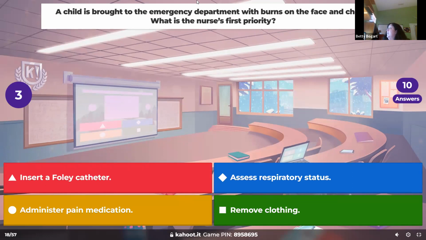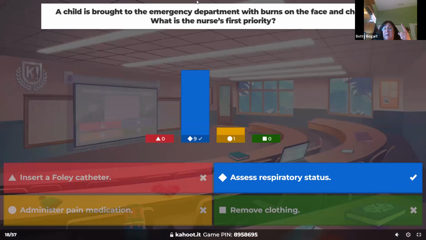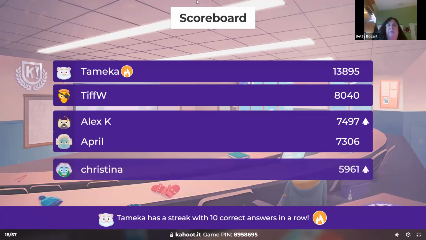And when you're looking at any child and you're looking at treatment, it's always ABCs. You want to see, is there any burns inside that mouth? Because it could be very silent, and these children could have swelling in the trachea. They could have respiratory distress. Very good.